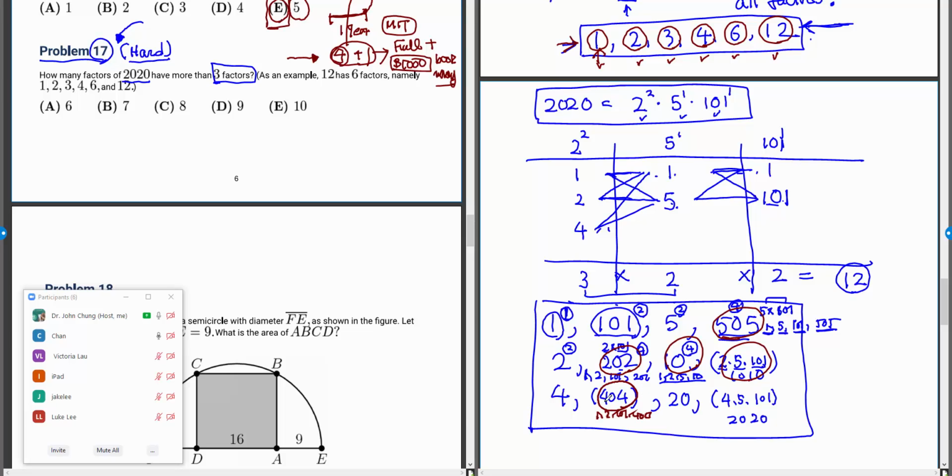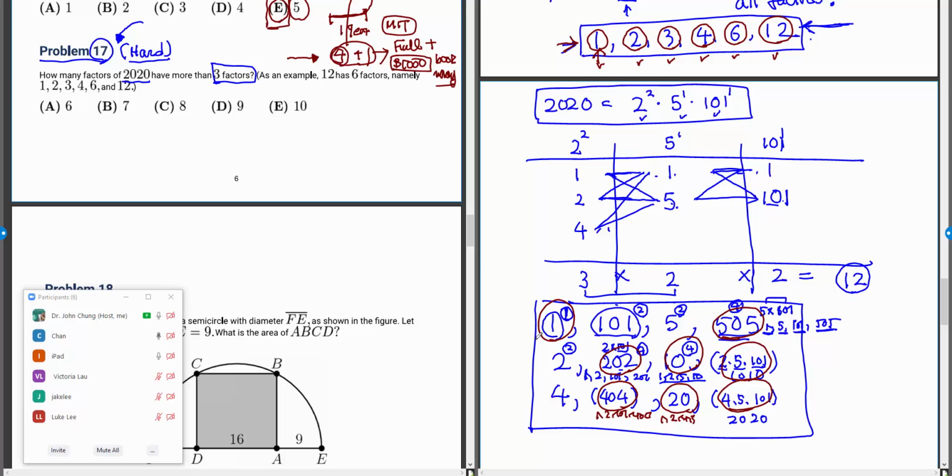So 2020. What are the factors of 20? 1, 2, 4, 5, a lot. This is a lot too. 2020 has 12 factors. That's right. So maybe you can check it out. Out of 12, you can find which numbers don't have more than 3 factors. You can count and finally figure out the answer.